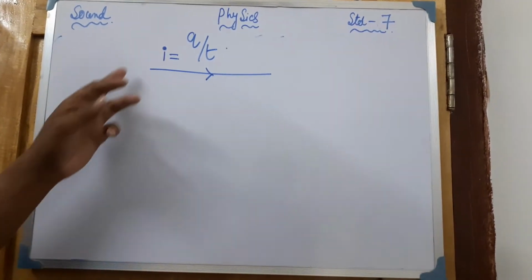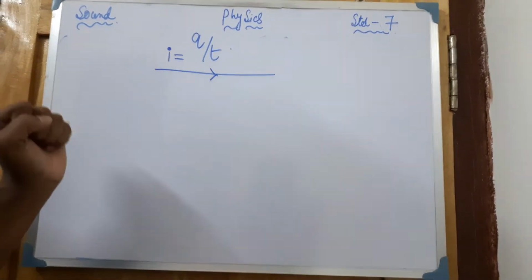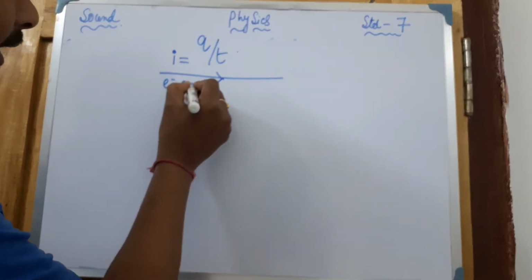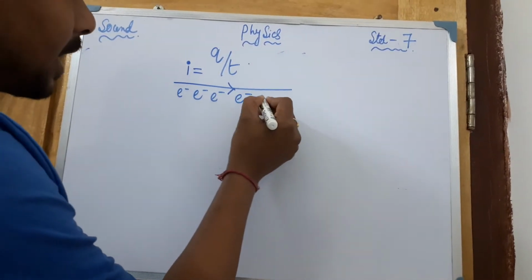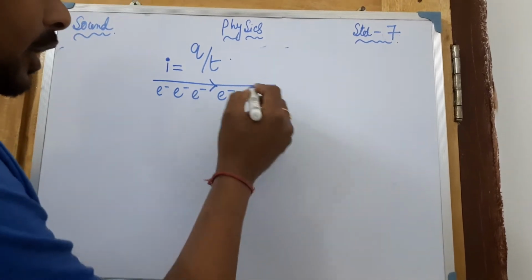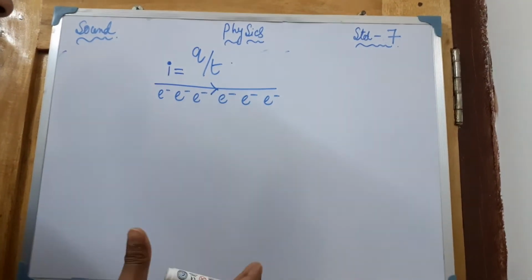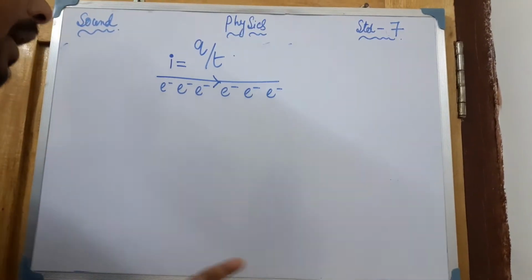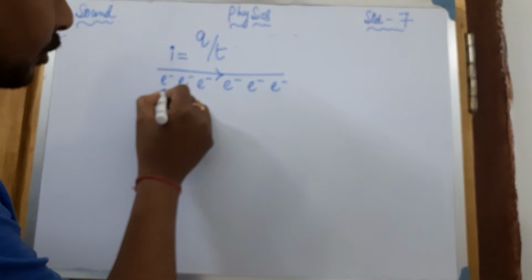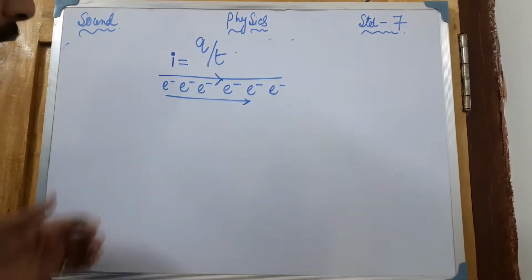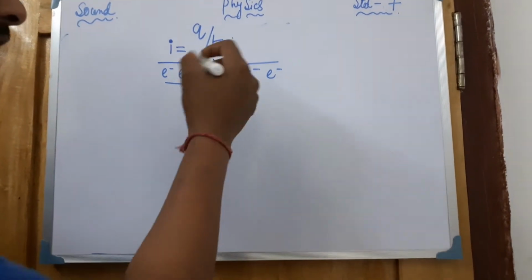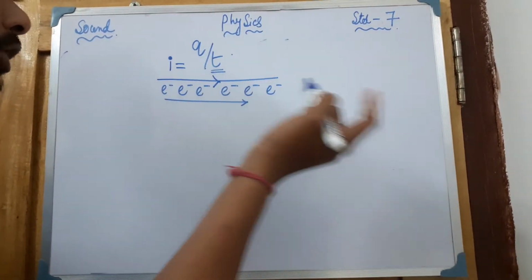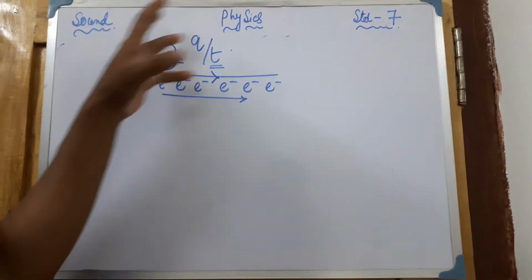What I have written here: I means current, Q means charge, and T means time. You all know that in every good conductor there are some free charges, suppose electrons, e minus. Whenever the electrons get some energy from somewhere, suppose from the battery or the AC supply, these electrons try to move in a direction. When they move in a direction, within a certain interval of time, the number of charges flowing is the current flow. So this is the current.